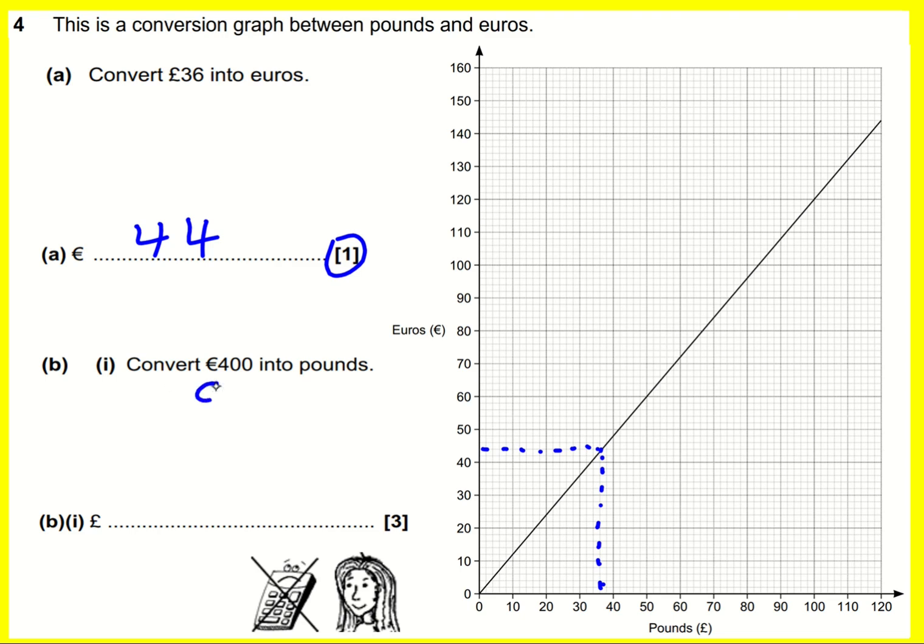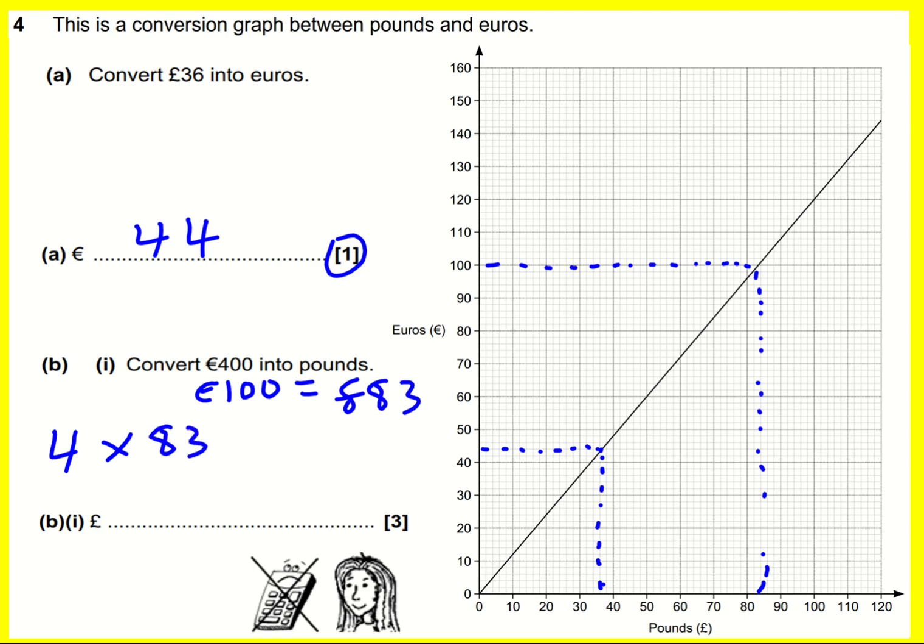So 100 euros is going to equal. Okay, actually, it looks like it's halfway between. So I'm going to say it's 83. Okay, you've got to read really carefully. It's going to be £83, and therefore, if I want 400 euros, let's assume that it's going to be 4 times as much. 4 times 83.